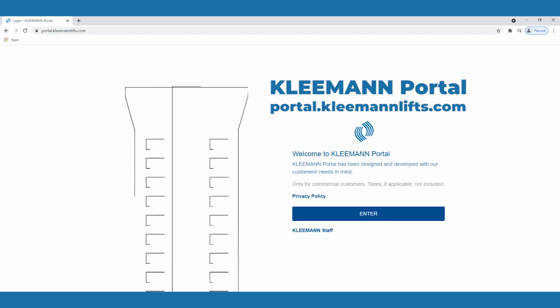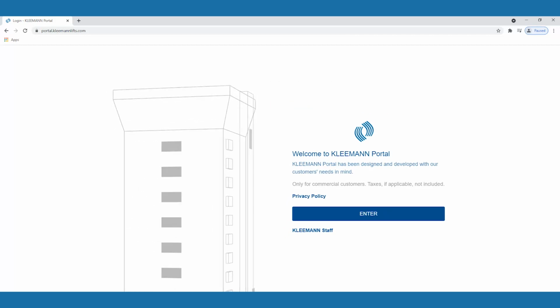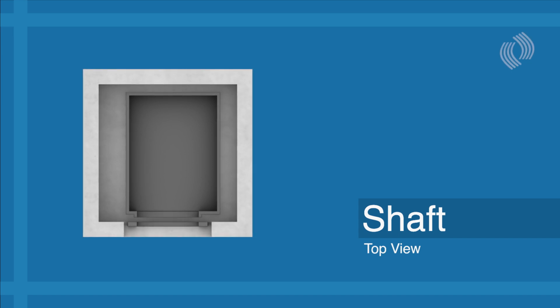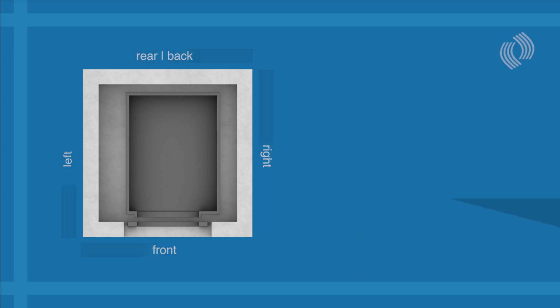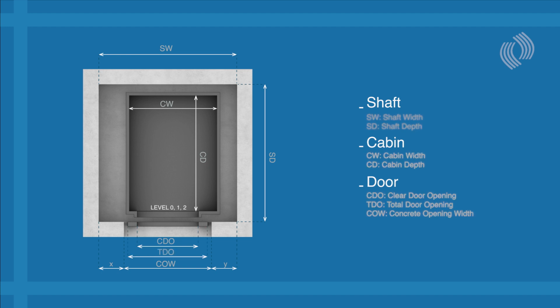But before we proceed, why don't we go over some elevator terminology that you will find useful while using this tool. Let's start with a shaft plan. You can see the front side, which is designed in the main entrance of the building, the left side, the right side, and rarely the back side. We also have the shaft width, the shaft depth, the cabin width, the cabin depth, the concrete opening width, the clear door opening, and the total door opening.